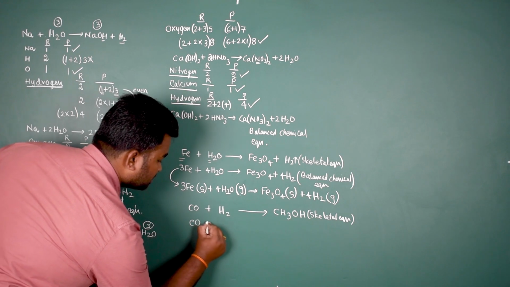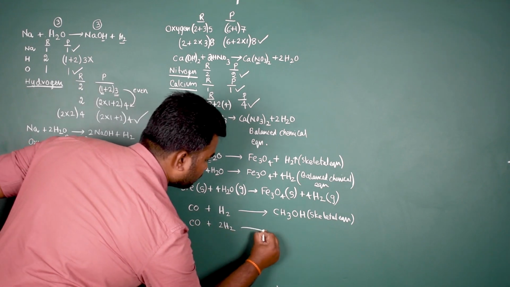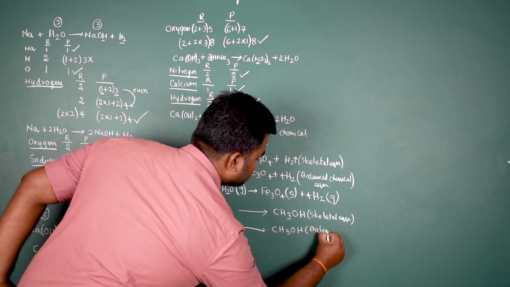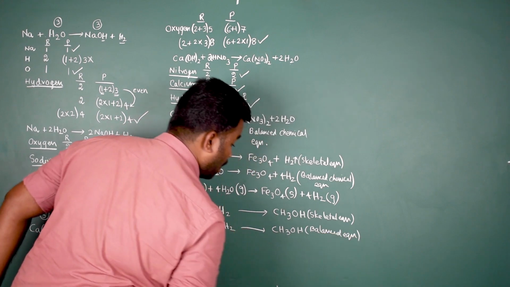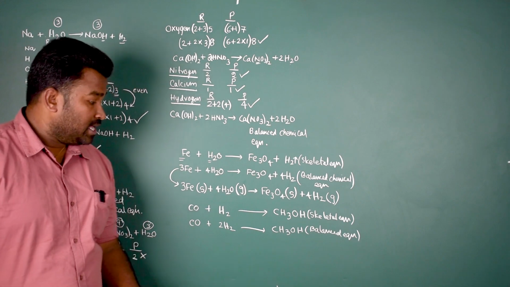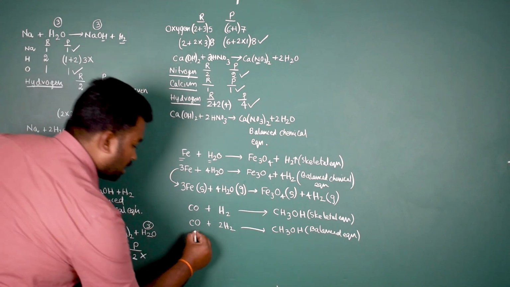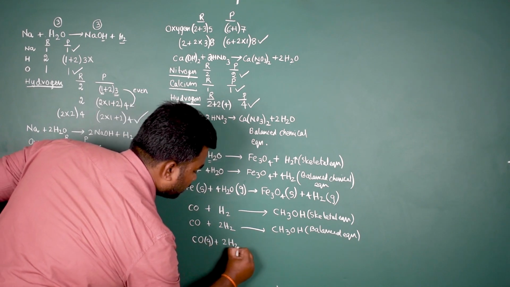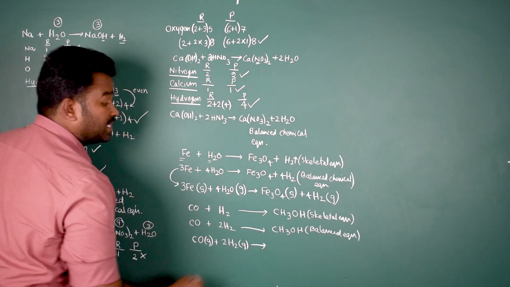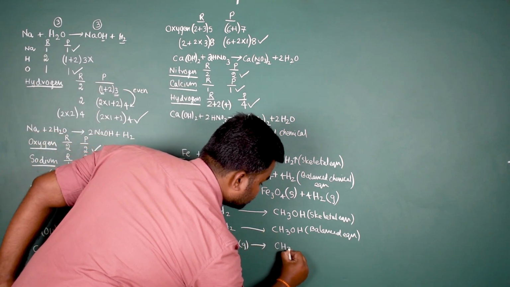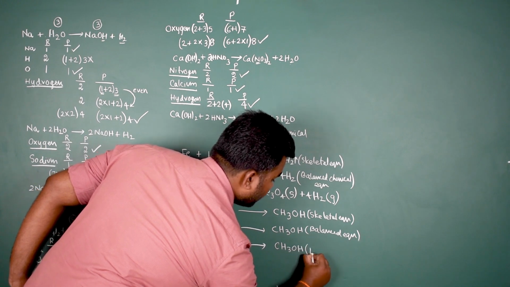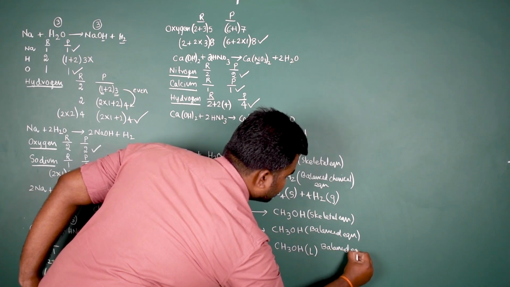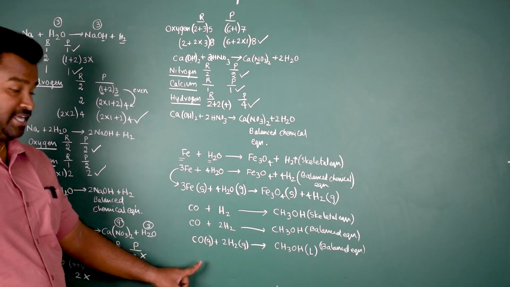If we balance this, it becomes CO plus 2H2 will form CH3OH, which is a balanced equation. Okay. Now let's put the physical states also here. Carbon monoxide here is in gaseous state and hydrogen is in gaseous state, whereas this methyl alcohol is a liquid, CH3OH liquid, and this is also a balanced equation, correct? Balanced equation with physical states, it is mentioned.